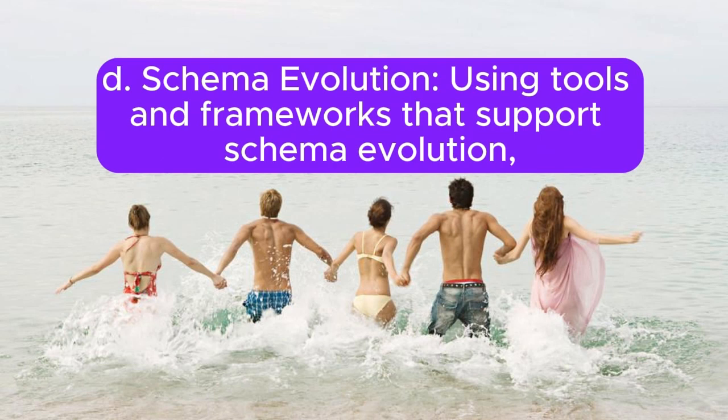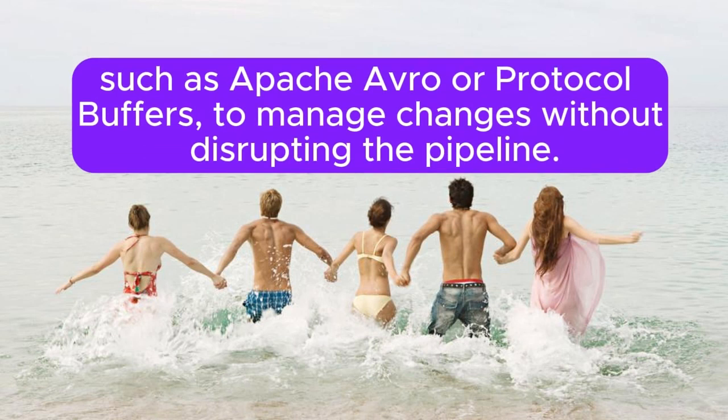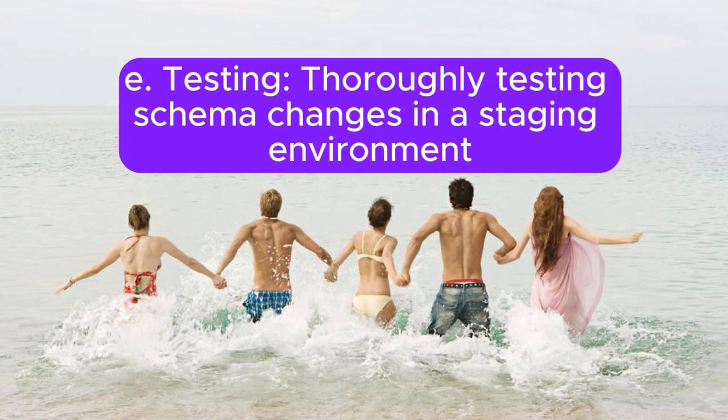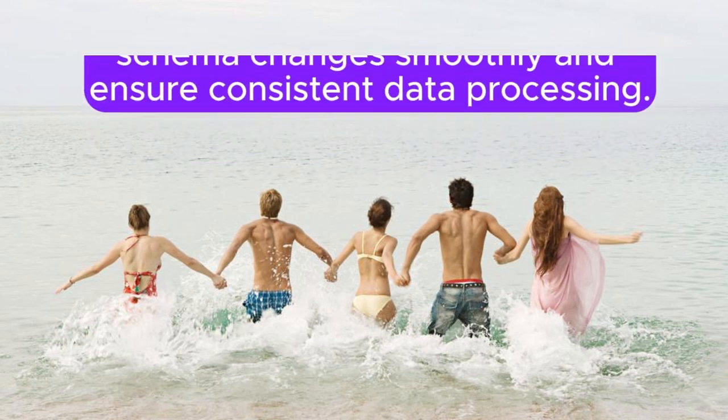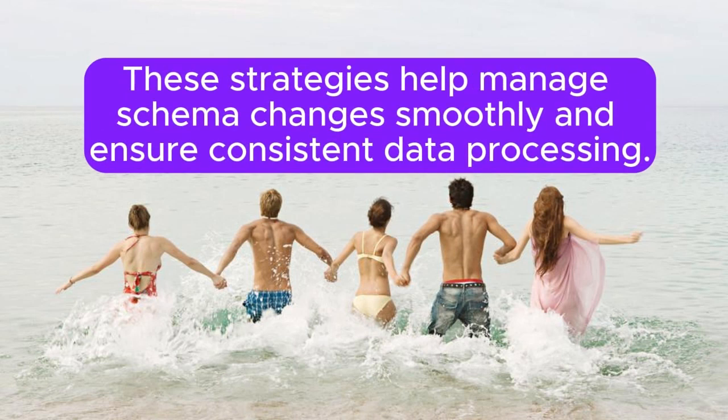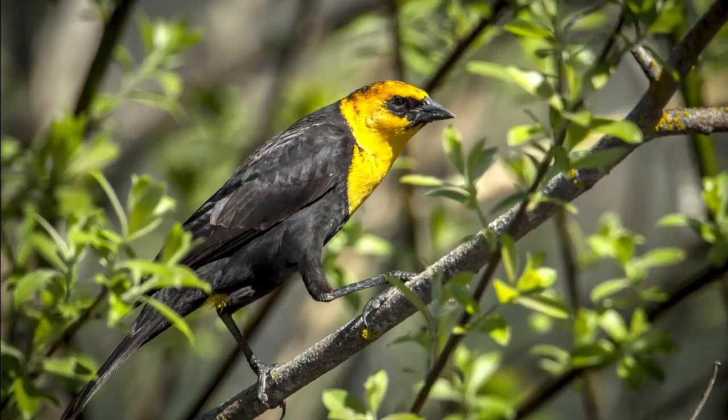D. Schema evolution, using tools and frameworks that support schema evolution, such as Apache Avro or Protocol Buffers, to manage changes without disrupting the pipeline. E. Testing, thoroughly testing schema changes in a staging environment before deploying to production to ensure compatibility and correctness. These strategies help manage schema changes smoothly and ensure consistent data processing.